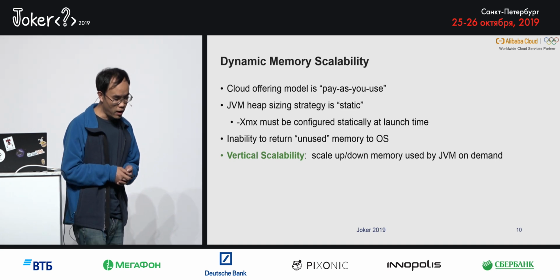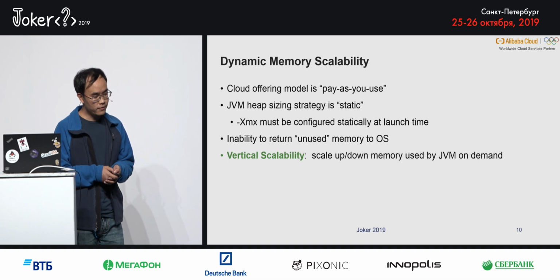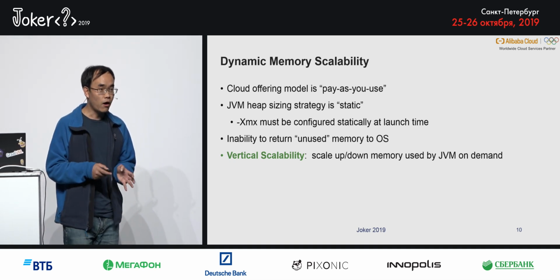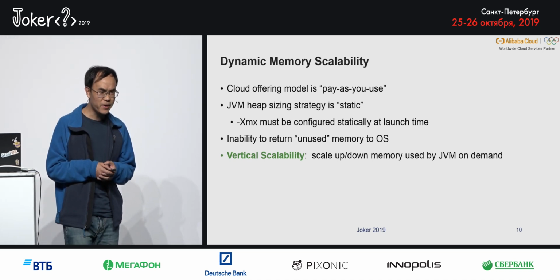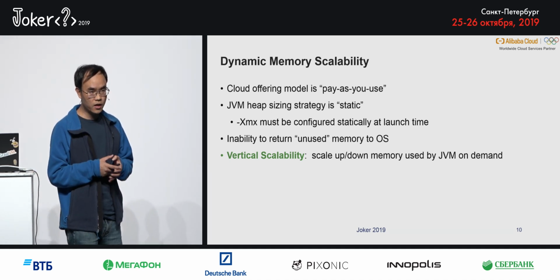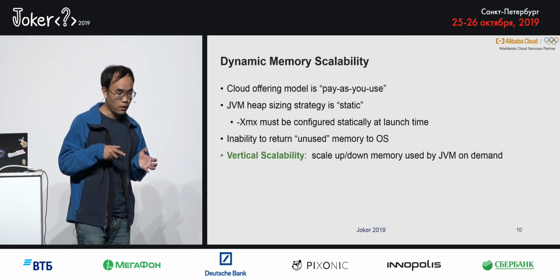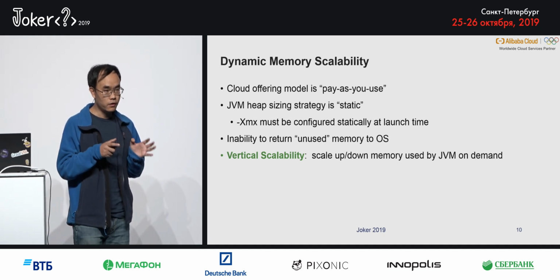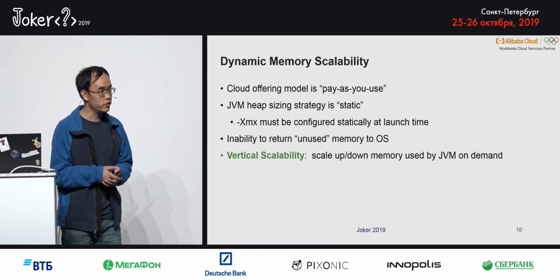So let's talk about the cloud offering model. You can say the cloud offering model is a pay-as-you-use model instead of the traditional pay-as-you-go model. The problem here is for JVM, the lack of vertical scalability completely prevents the benefits of the pay-as-you-use model. For example, JVM will force users to over-provision resources.